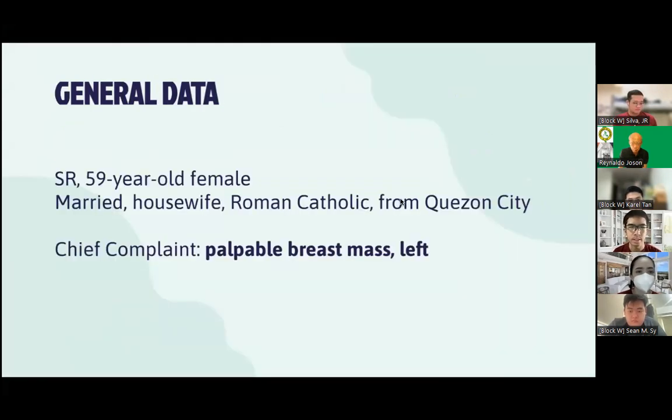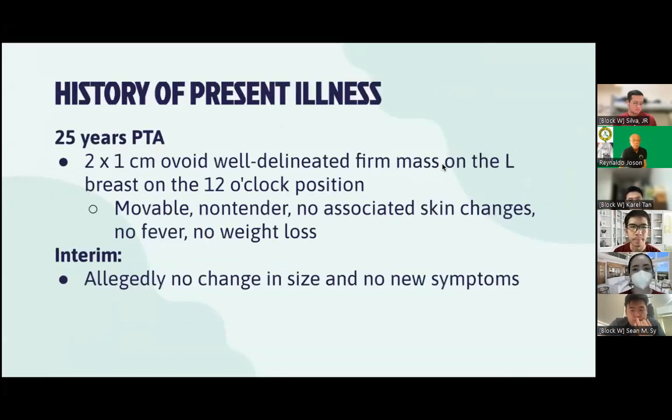So this is the case of SR, a 59-year-old female, married, housewife, Roman Catholic from Quezon City, coming in with a chief complaint of a palpable mass on her left breast. So she had a 25-year history of a breast mass, a 2 by 1 centimeter ovoid, well delineated, firm mass on the left breast on the 12 o'clock position. It was movable, non-tender, without associated skin changes, without fever, and without weight loss. So there were no symptoms bothering the patient at this time, so she did not take any medications or seek consult for the mass.